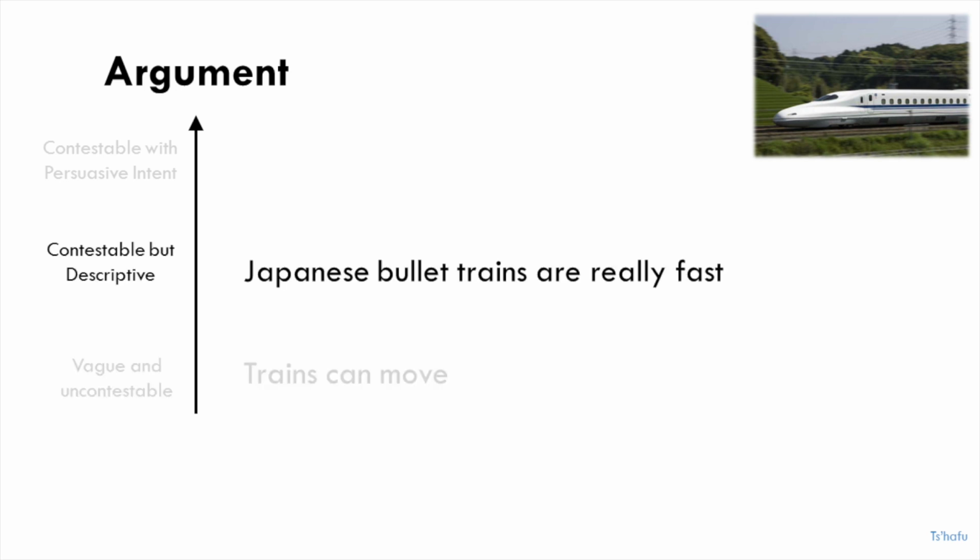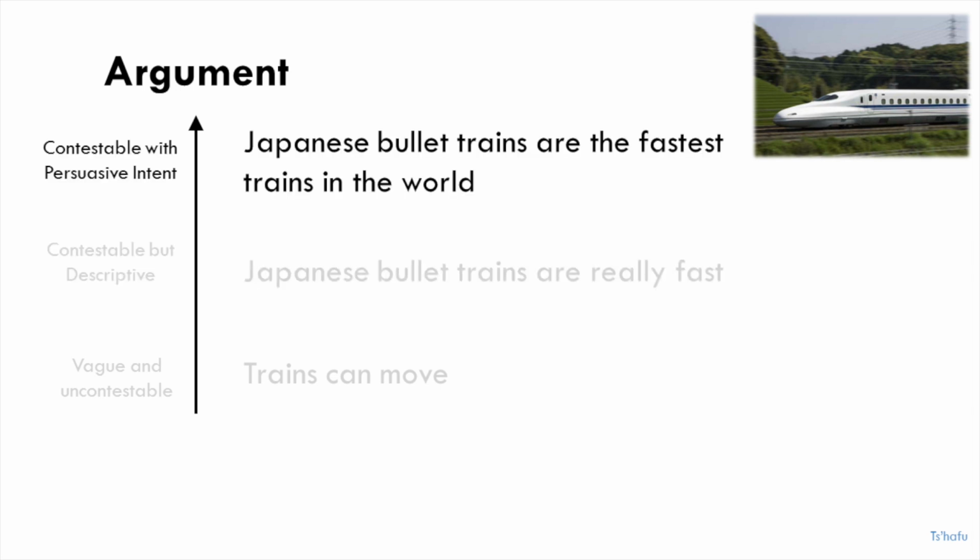Now let's move up one. Contestable but descriptive. Well, the Japanese bullet trains are really fast. Now here we can actually begin proving it wrong, right? It's contestable. That is, if we have a measure of what fast is, then we can have that measure and see, well, is it really fast or not? Good, but you can see it's largely descriptive. And so then to take it to the next level, it's what? Japanese bullet trains are the fastest trains in the world.